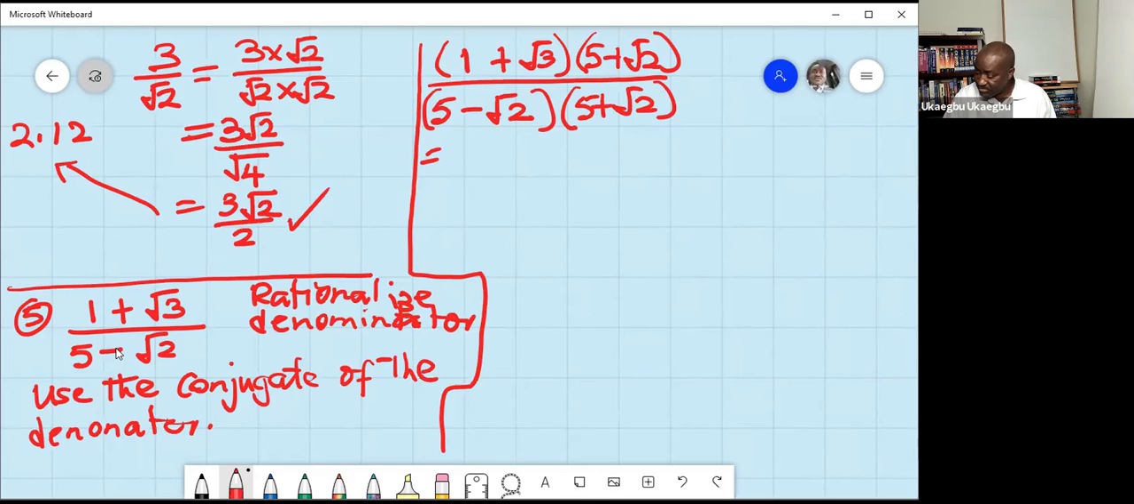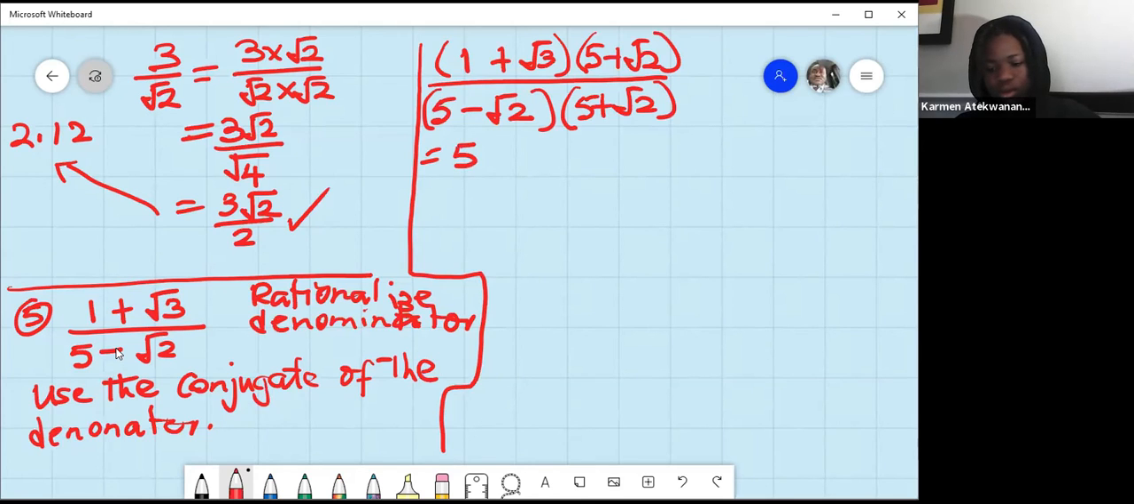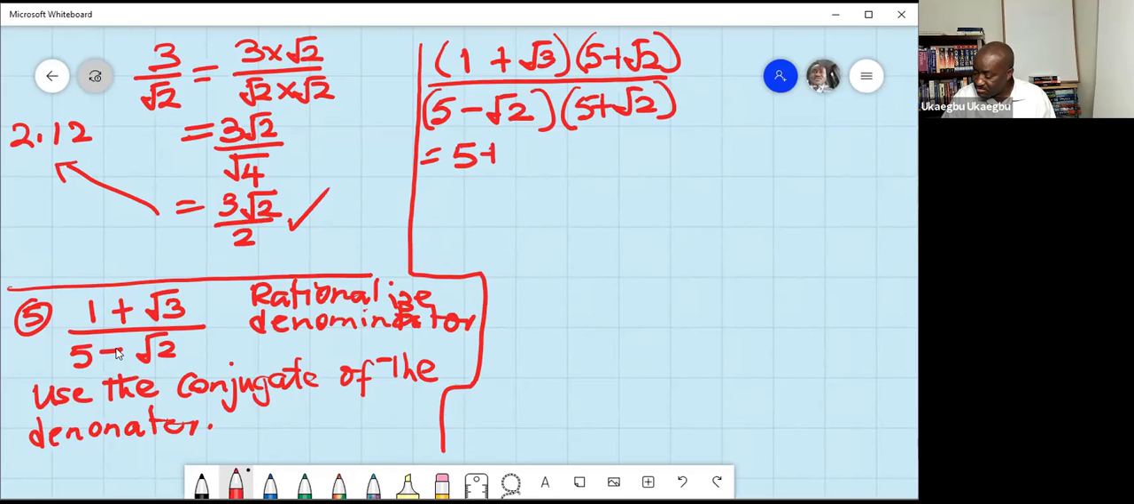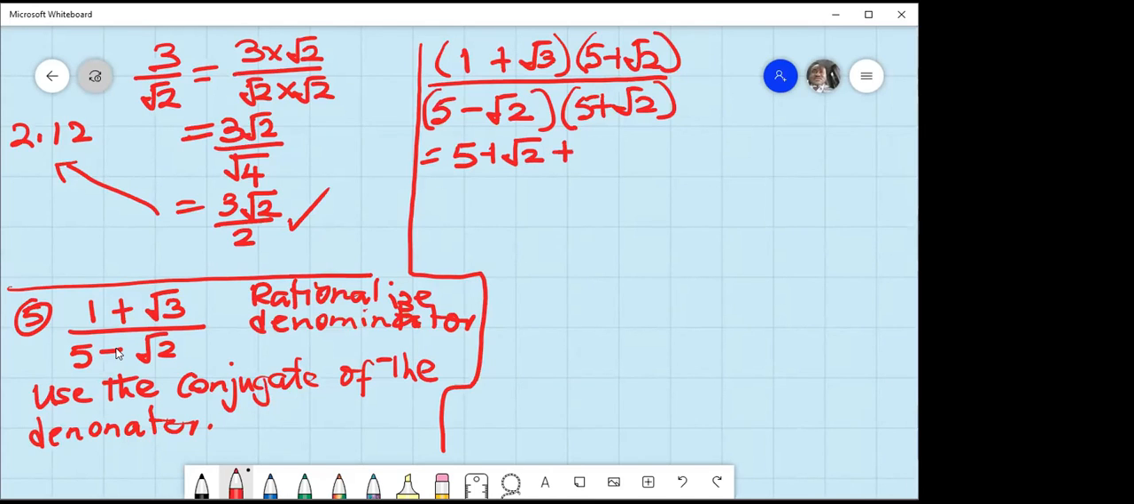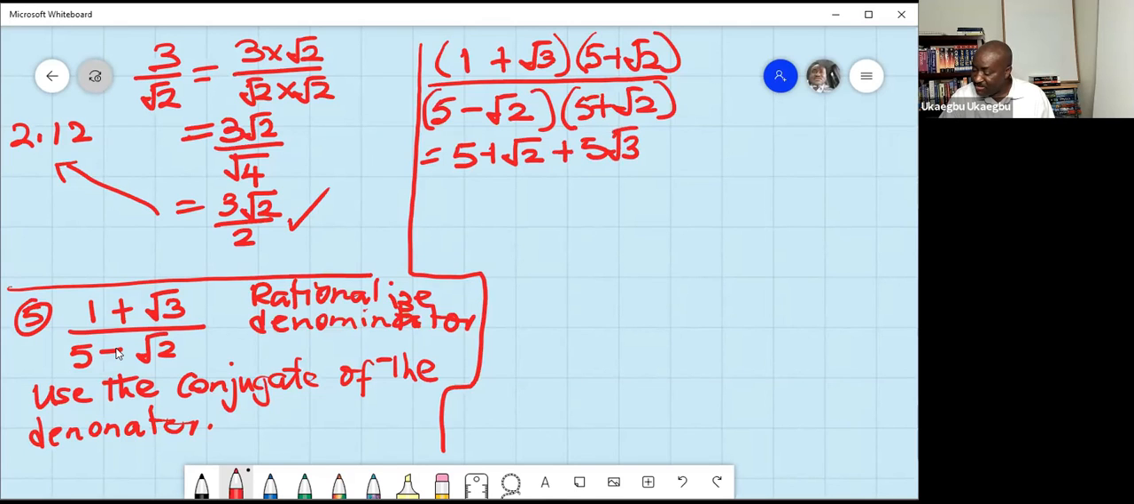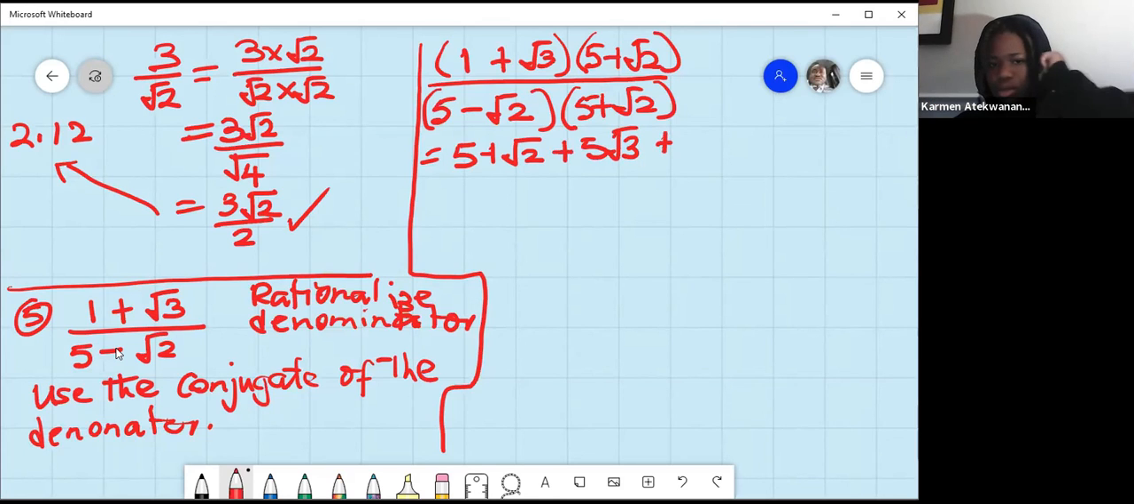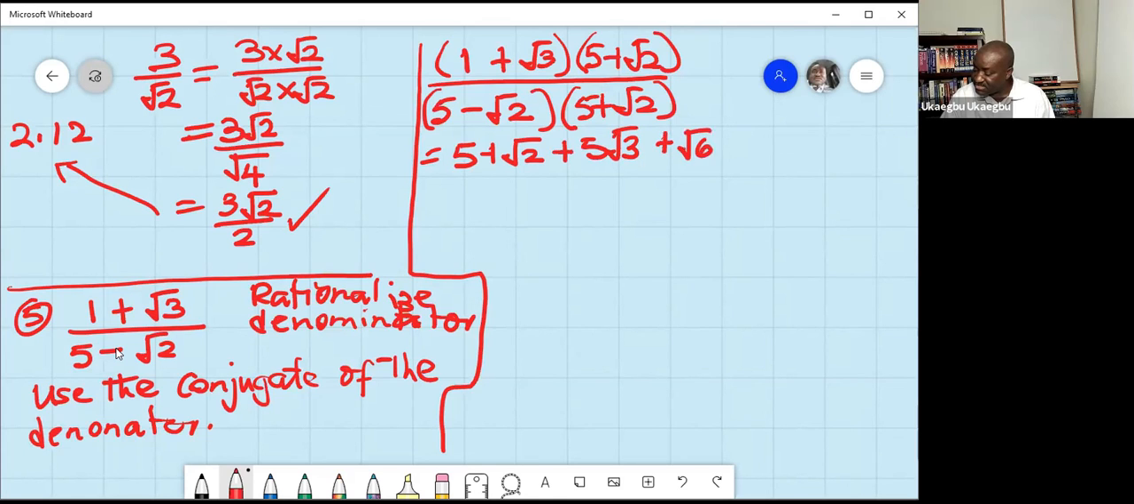So 1 times 5 is what? 5. Then 1 times square root of 2 is what? Square root of 2. Then square root of 3 times 5 is what? 5 square root of 3. Then how about square root of 3 multiplied by square root of 2? Square root of 6. Yeah, thank you. That's plus square root of 6.